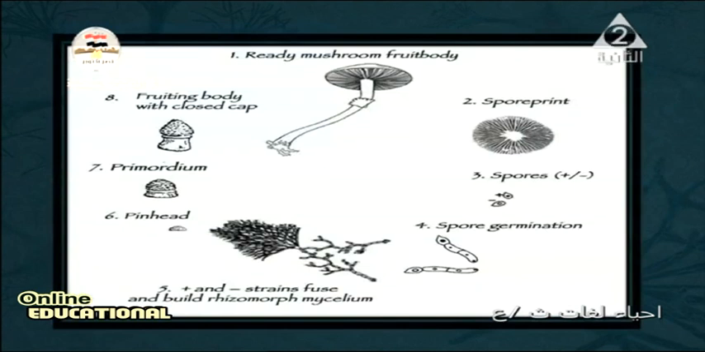Okay, this is a type of mushroom, or this is the body of the mushroom. Take care that there are two types of mushroom. There is a useful mushroom that you eat. This mushroom contains a high percentage of protein, more than meat. So it is preferred to eat mushroom rather than any other type of protein.